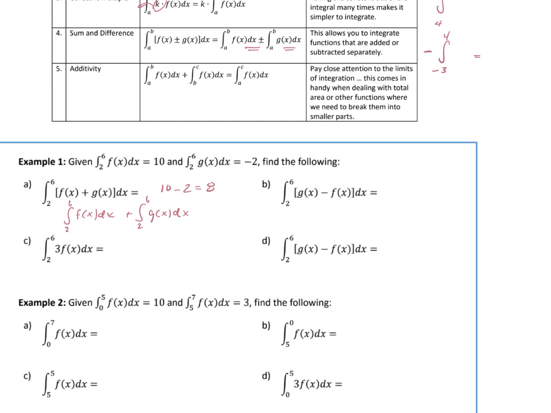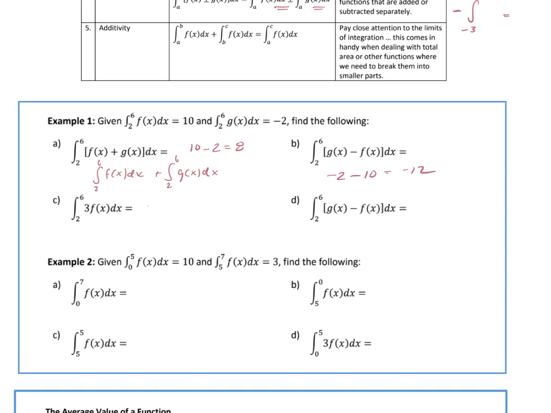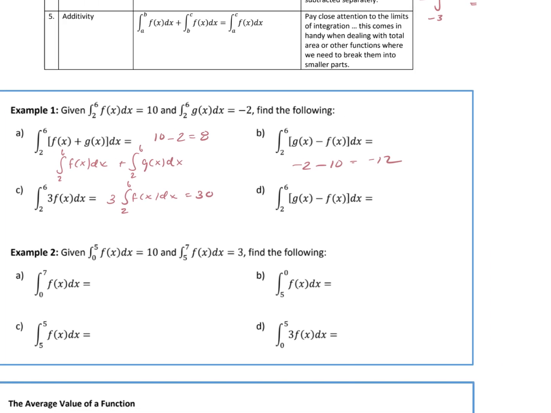Same thing for here, we're just subtracting them, so it's going to be g of x first, so you get negative 2, and then minus the integral from 2 to 6 of f of x, which is just 10, so we get negative 12. Here you could take the constant out. I'm a big fan of that, so take out the 3, you get 2 to 6 f of x dx. When we integrate, 2 to 6 of f of x is 10. 10 times 3 is 30. And then for this one, 2 to 6 of g of x minus f of x.